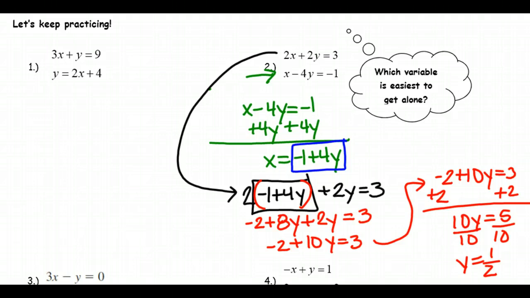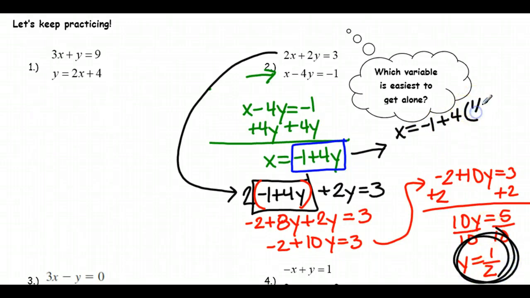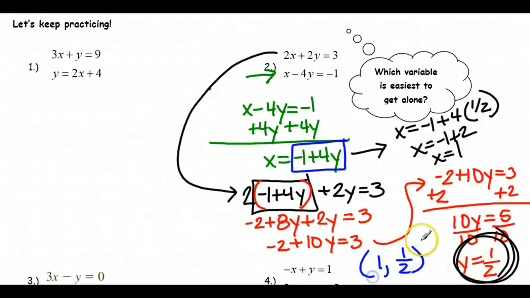Now that I know what y equals, I'm going to go back to where my x equals equation was and plug in y. So I have x equals -1 plus 4 times y, which I now know is 1/2. So I plug that in, and we get x equals -1 plus 2, and we get x equals 1. So the solution to this system is, oh, they're both a half. X is 1 and y is a half. All right, so there is your solution to this linear system.